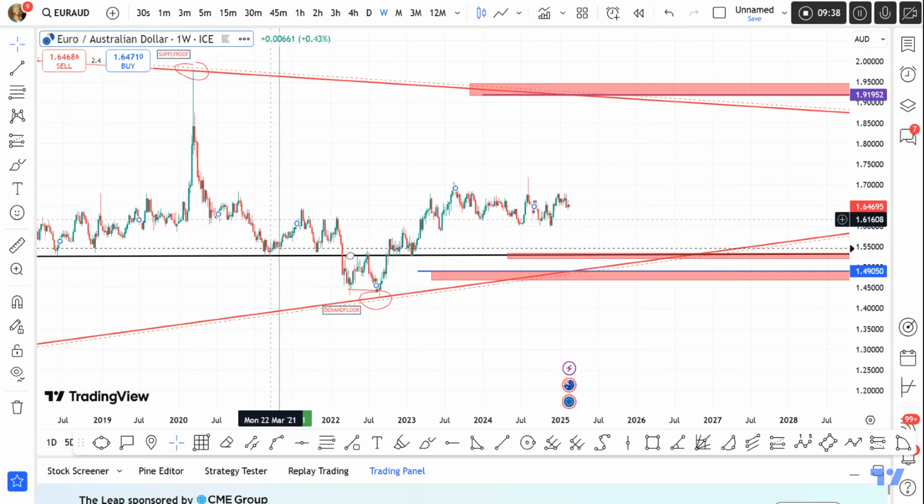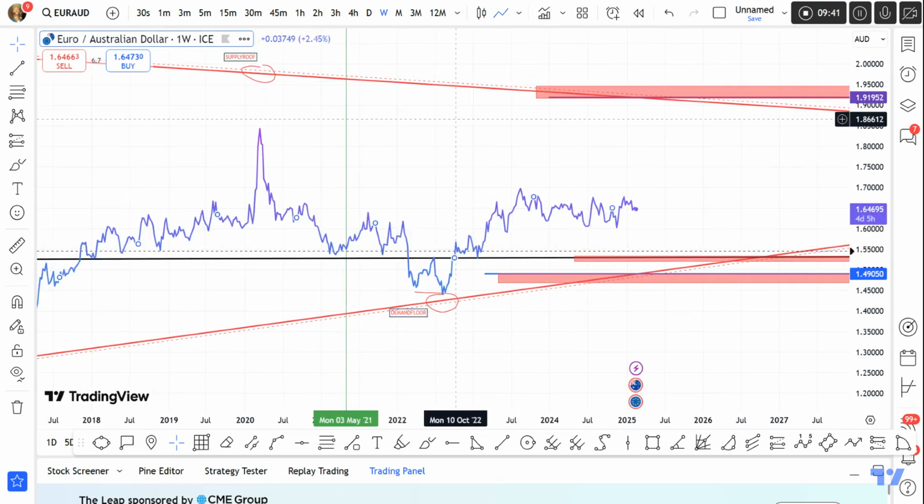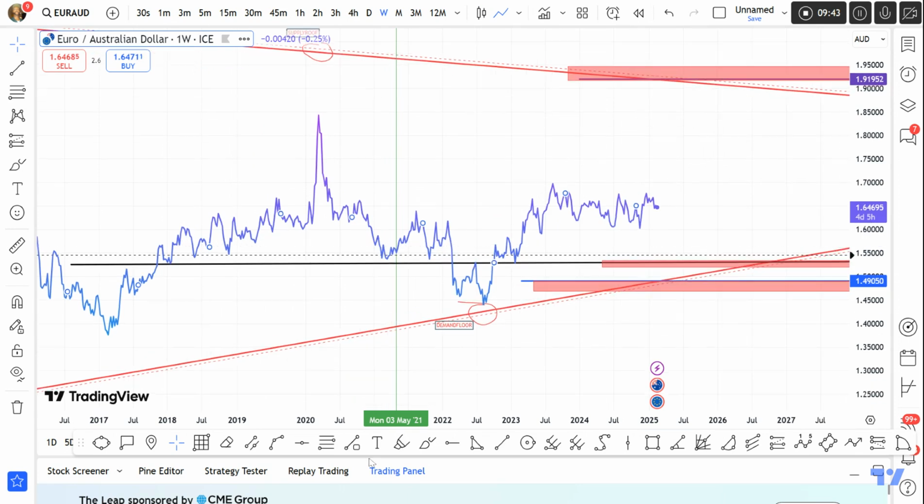That's a very clean structure, that black descending trend line. Look at the price action. Let me explain that price action. We have here a demand floor. Price establishes here a supply roof. Break of a supply roof.